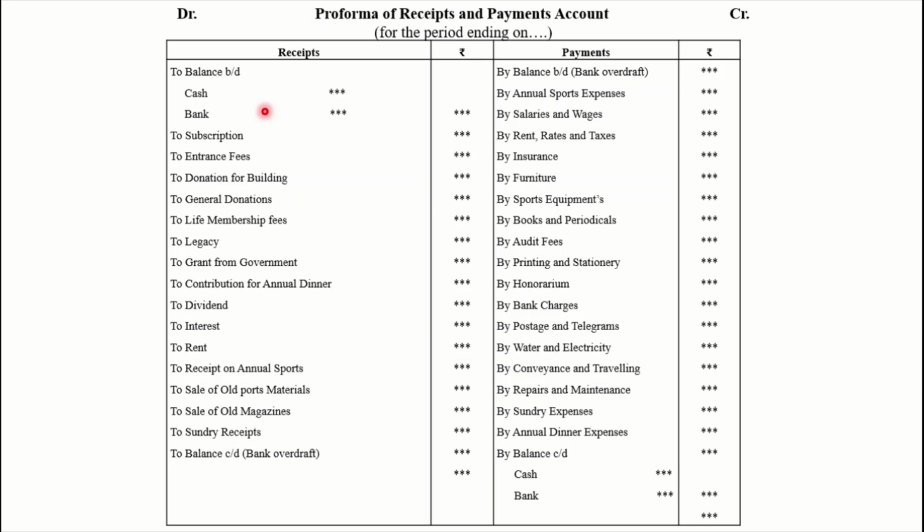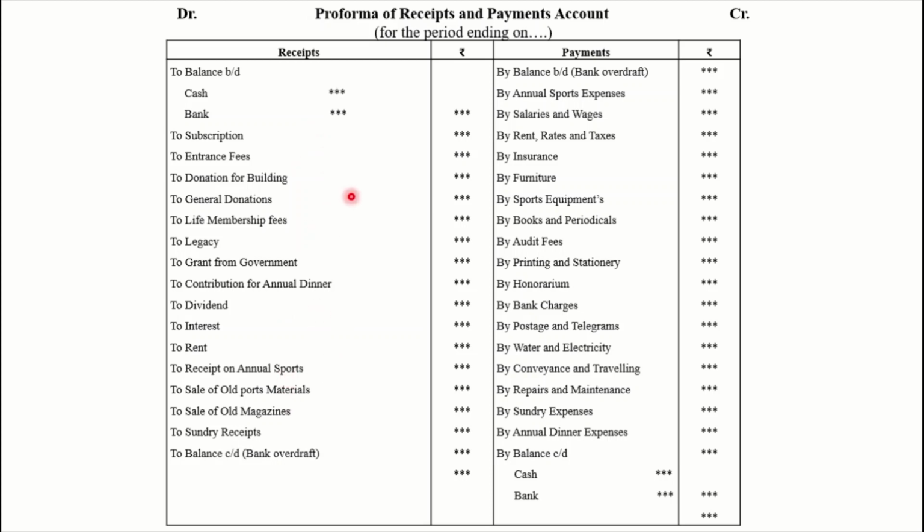As I have already told you, a receipt and payment account is prepared in the same manner as a cash book. It starts with the opening balance, both cash and bank. If the balance is positive, we record it on the debit side, that is the receipt side: to balance brought down, cash and bank. If the balance is negative, which happens rarely, we record it on the credit side as by balance brought down, bank overdraft. Then on the debit side we record all receipts, or income.